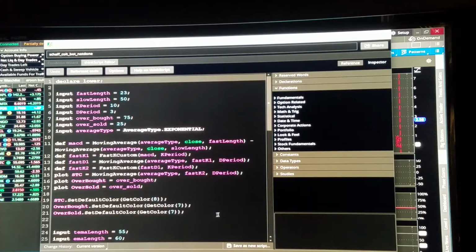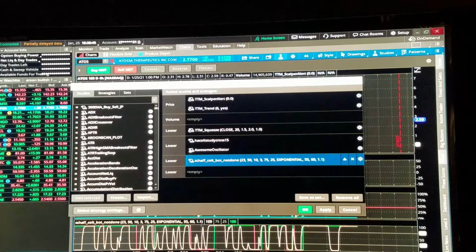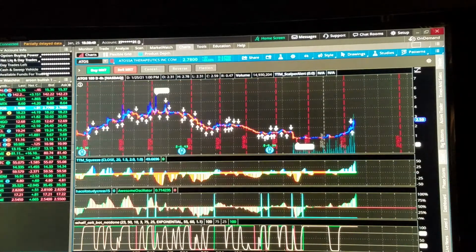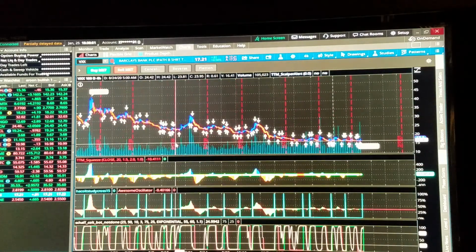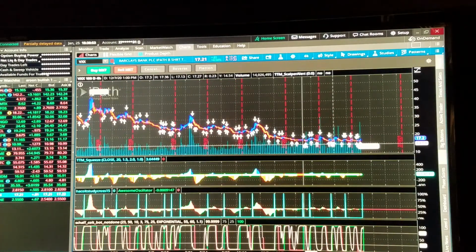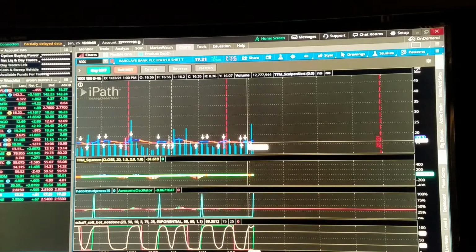But for sure, let's build a strategy and put it to work, make some money. Let's see, we got VXX over here on the side. Looks like it's going off. What is VXX? Barclays Bank. Okay, is that a low? A low. So it just fired a low.